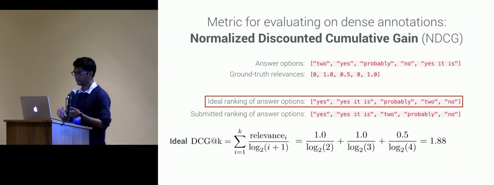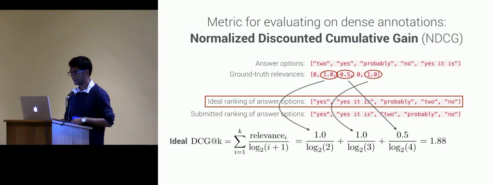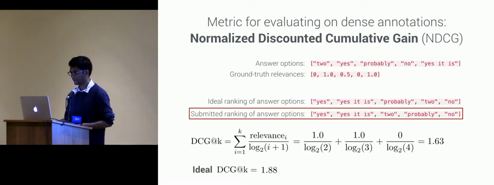The ideal DCG for the ideal ranking of these answer options can be computed in this way, where the first factor here is the relevance score for the answer yes. The second factor is the relevance score for the answer yes it is. And the third factor is the relevance score for the answer probably. And so the ideal DCG is 1.88. Similarly, the DCG of the predictions can be computed.